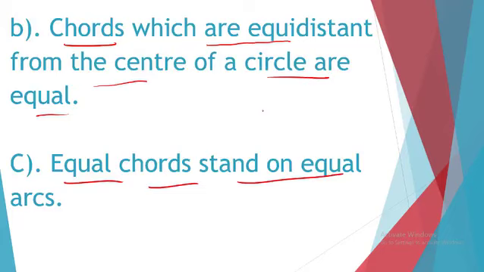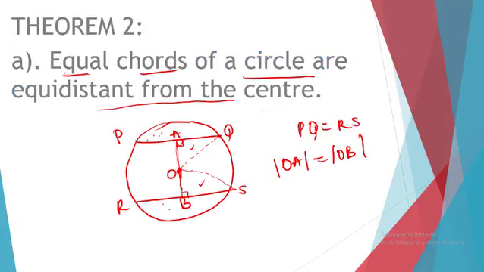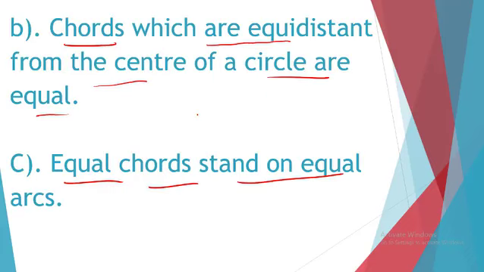Then lastly it says equal chords stand on equal arcs. Equal chords stand on what? Equal arcs. Is that true? What do we mean by arc? I told us that an arc is the part from here to here, and from here to here. This is what we call an arc. So equal chords stand on equal arcs. If PQ is equal to RS, then these two chords are equal. That's what the condition is trying to make us understand. So looking at this now, we go over to taking some illustrations of the theorems.